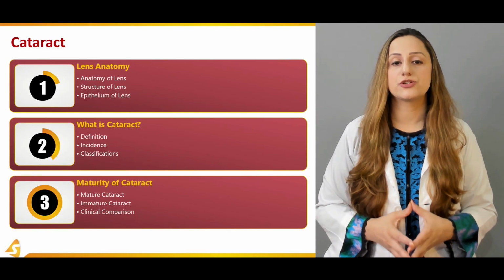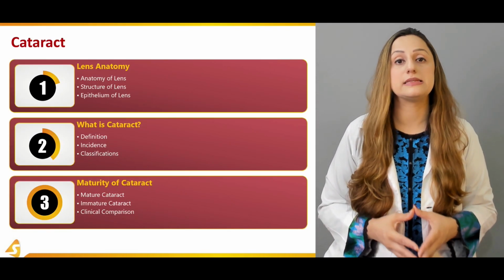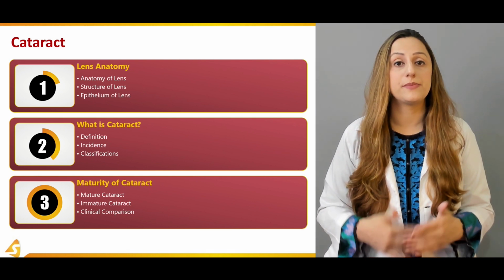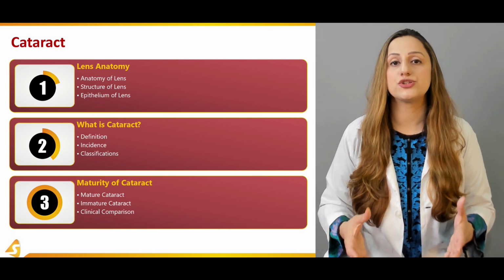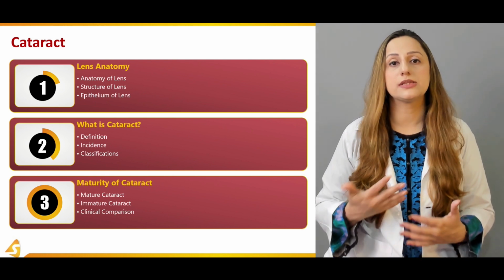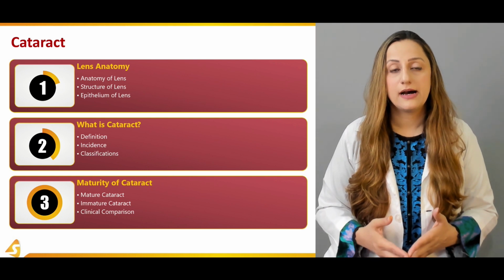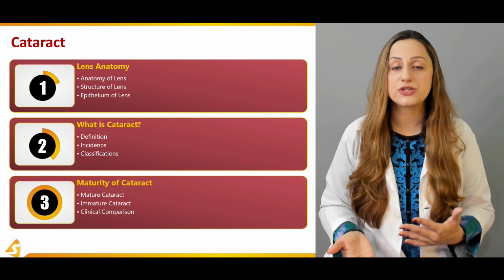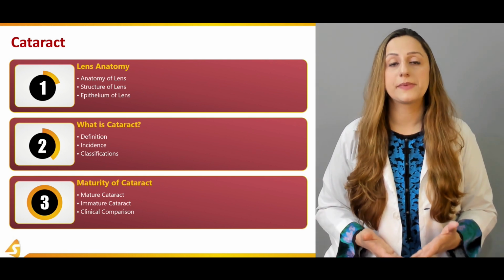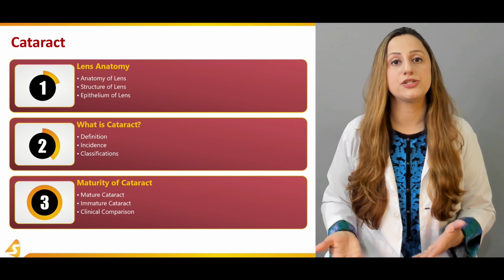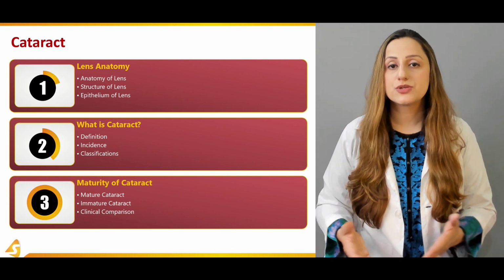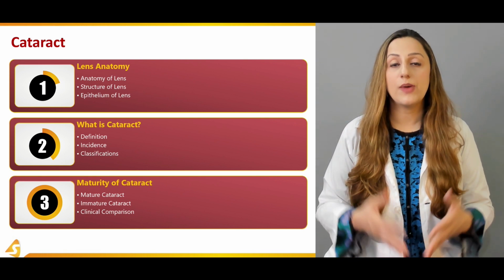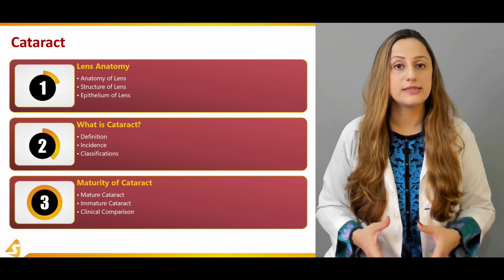In the very first section, we're going to refer to the lens anatomy. What are the different anatomical structures and the different parts of the lens that constitute the morphological classification of cataract? It can either be a nuclear cataract, a cortical cataract, or a subcapsular cataract, and this subcapsular cataract can be either anterior or posterior. These morphological classifications can only be known if you have a grip and knowledge regarding the lens anatomy.